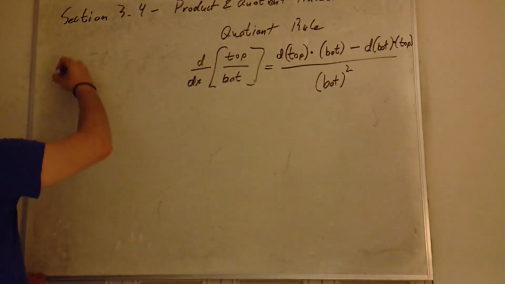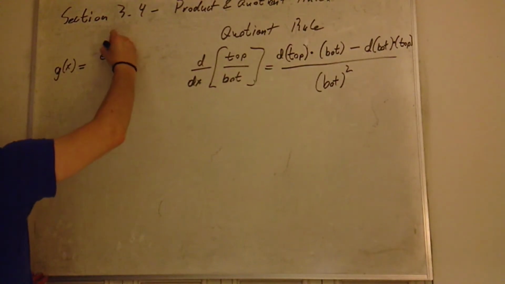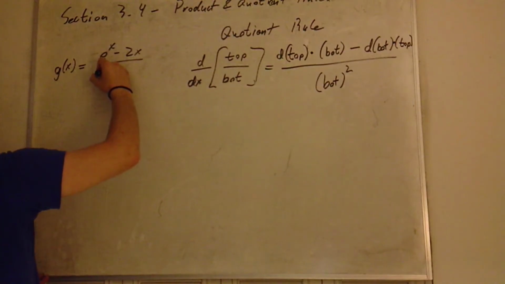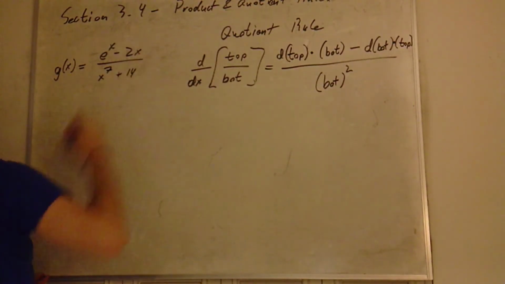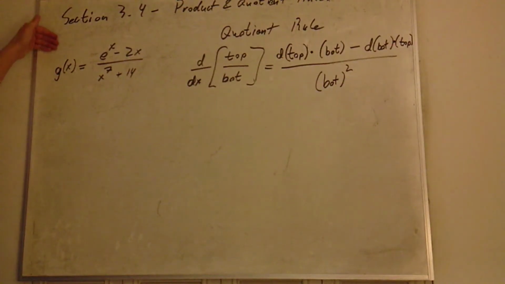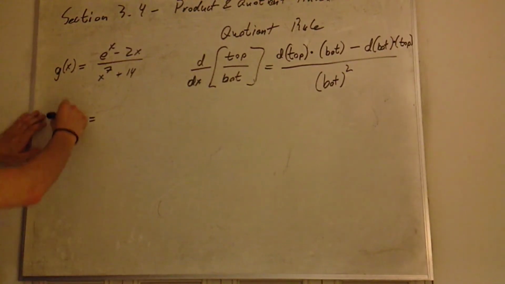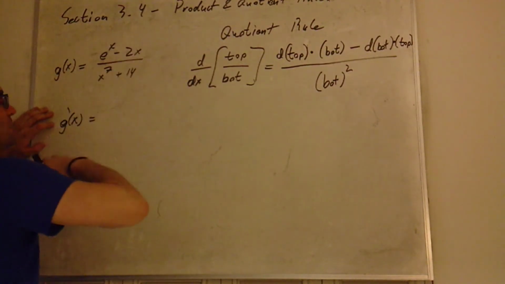Let's do something like g of x equals e to the x minus 2x over x to the 7th plus 14. I want a derivative of this, g prime of x, which means I need to use the quotient rule because we have a quotient here.